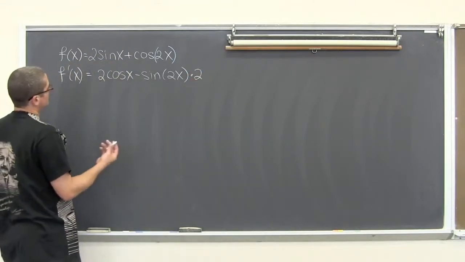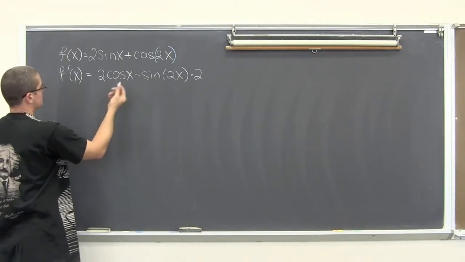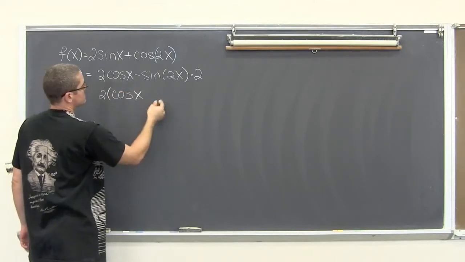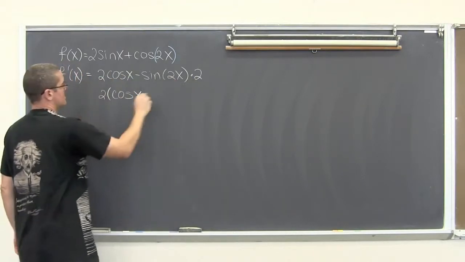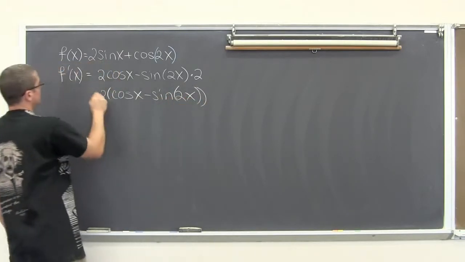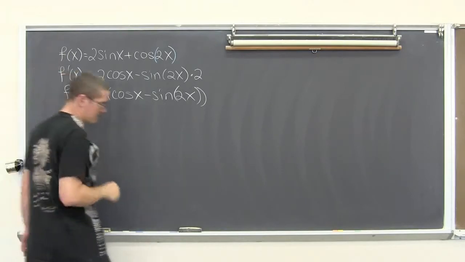So we have, well, there's not really much to clean up. We have just 2 times cosine of x, if I want to take the 2 out of both of these terms, minus the sine of 2x equals f prime of x.